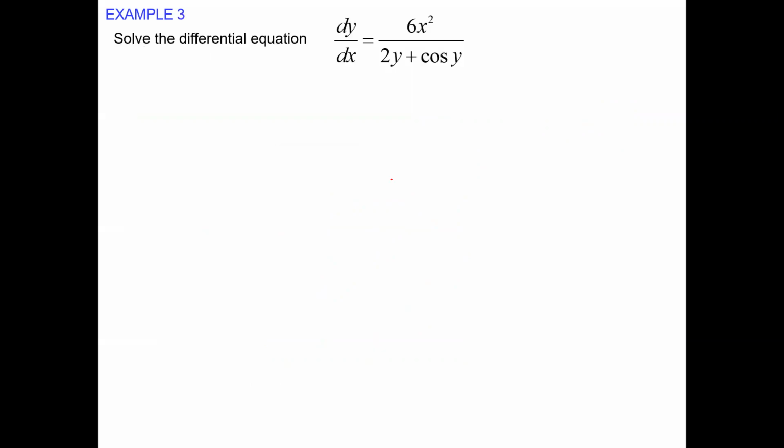Okay, another one. Solve this equation: dy/dx is equal to 6x squared over 2y plus cosine y. Let's make the separation.